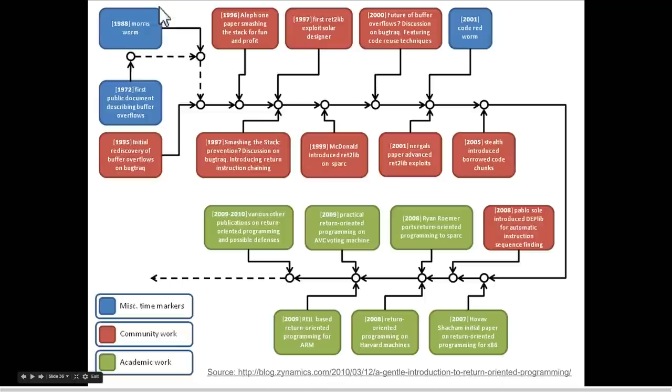That actually made big news, but it was all forgotten. It was like ancient history, ancient secrets and magical spells that were known at one time, and then that race went extinct, and all that knowledge was lost. It wasn't until 1995 that buffer overflows were actually rediscovered.